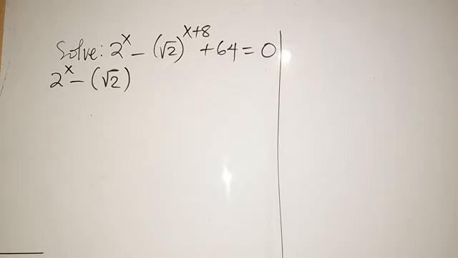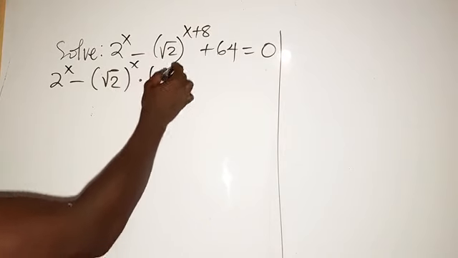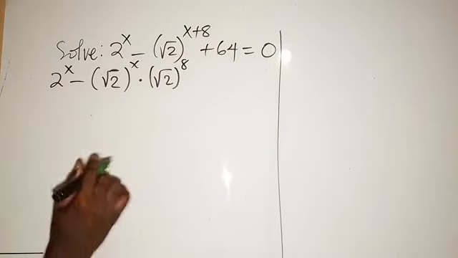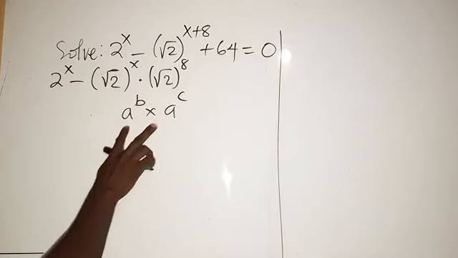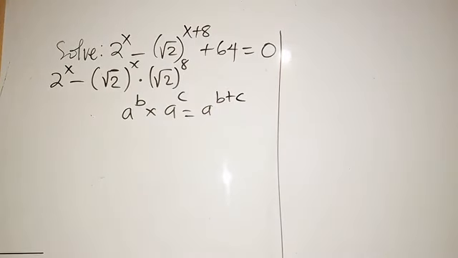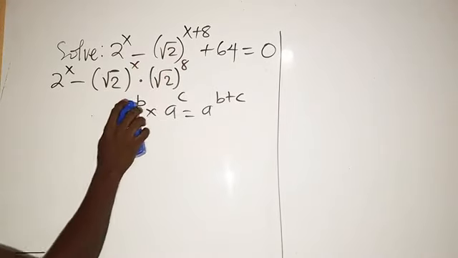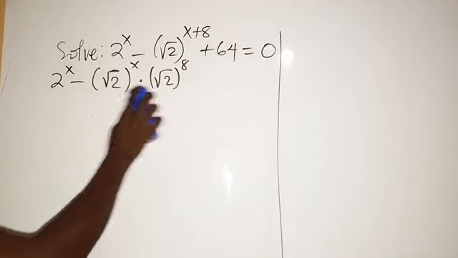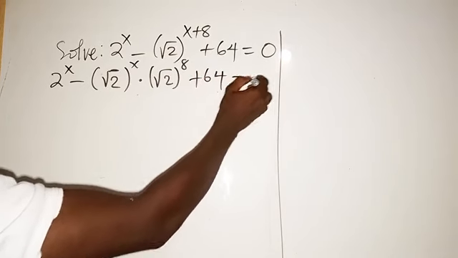From the law of indices, this can be written as x dot root 2 to the power 8. If you remember, we have a to the power b multiplied by a to the power c. With the same base being multiplied, we get a to the power b plus c. That is what I used to split this root 2 into root 2 having the power x and power 8. So we go further by having plus 64 equals 0.